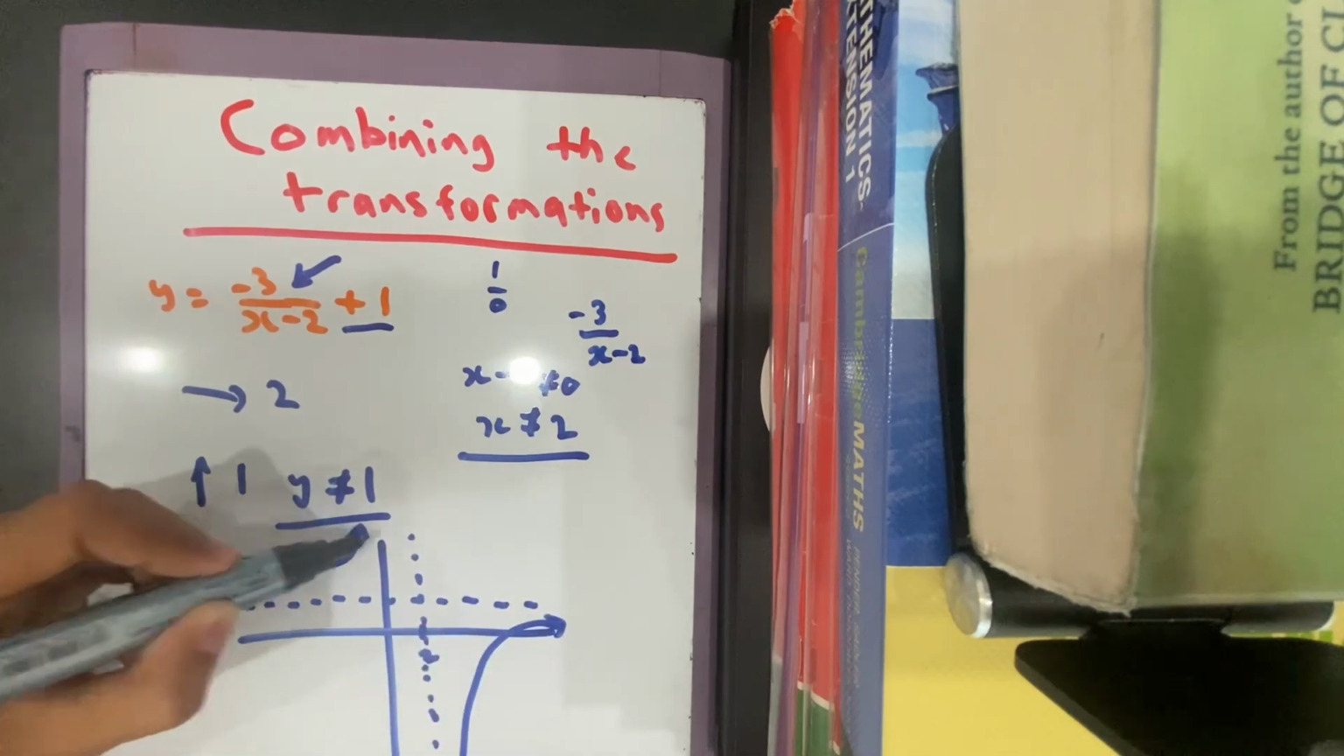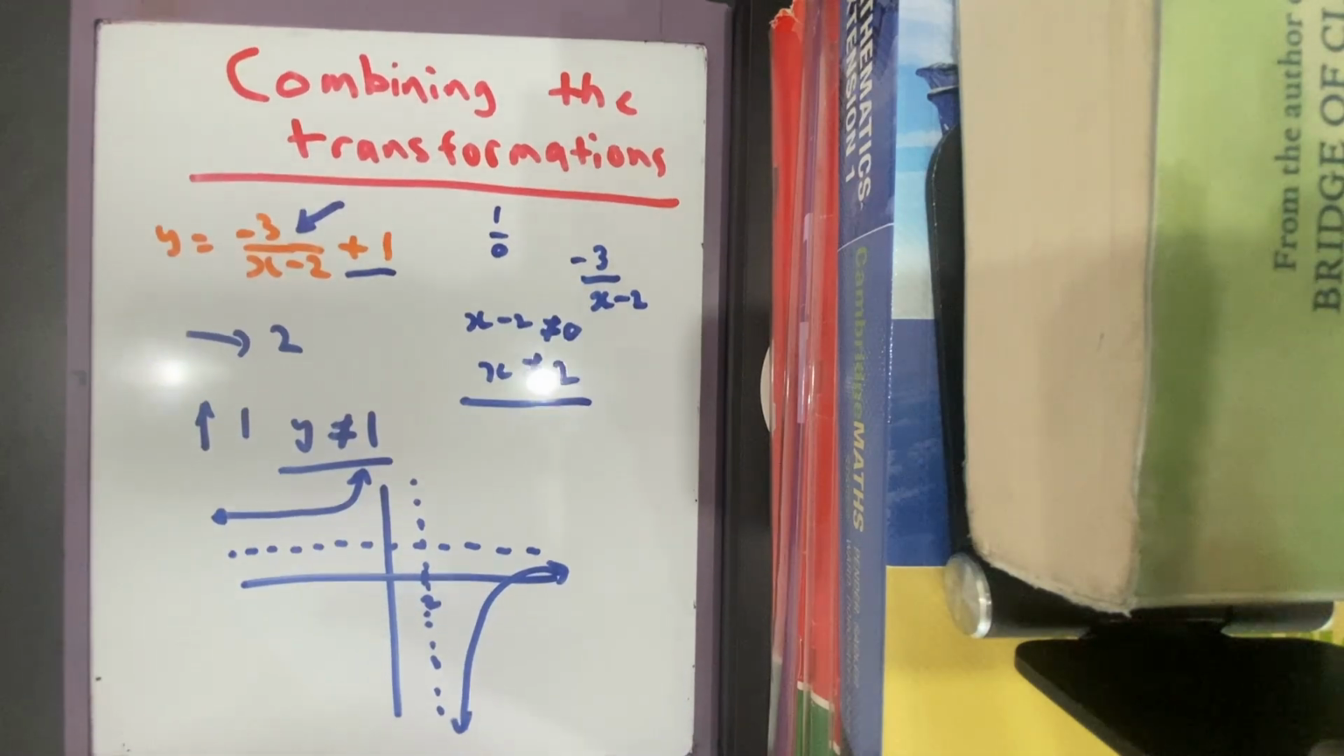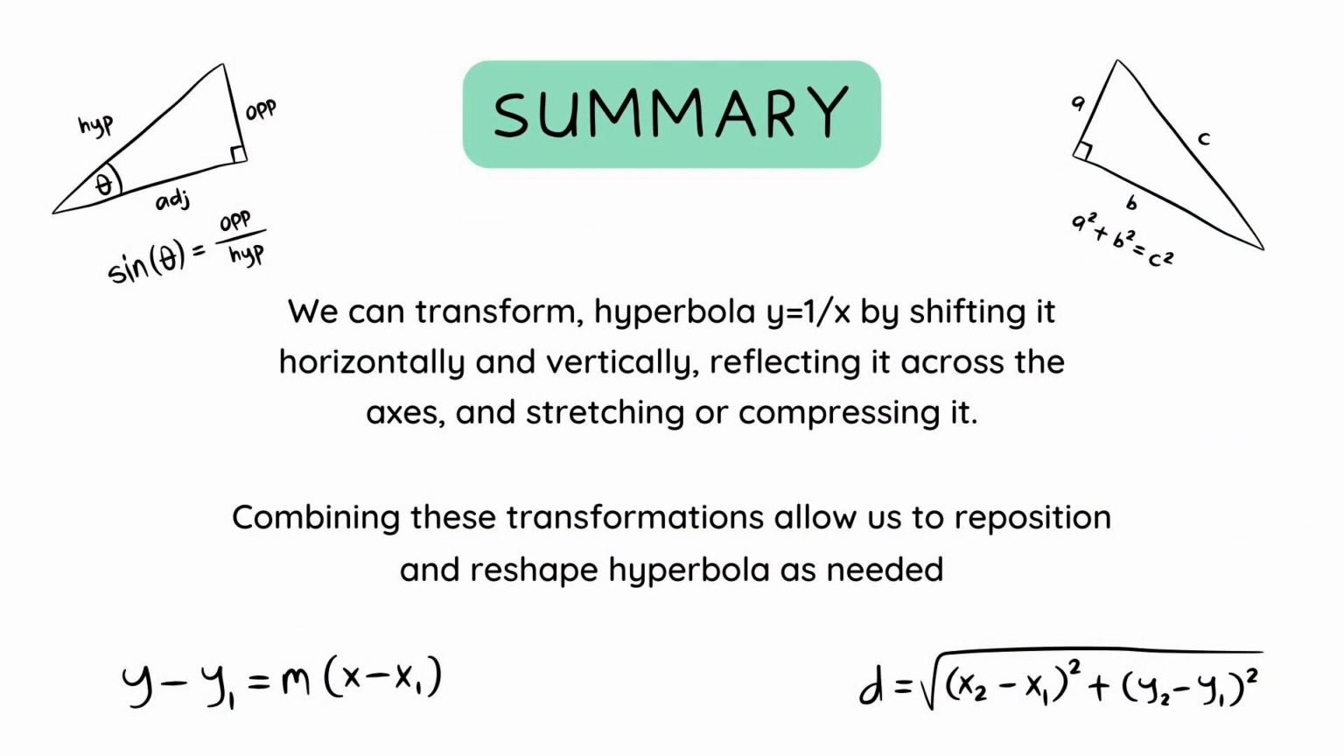And there we go. To sum up, we can transform the hyperbola y equals 1 over x by shifting it horizontally and vertically, reflecting it across the axis, and stretching or compressing it. Combining these transformations allows us to reposition and reshape the hyperbola as needed.